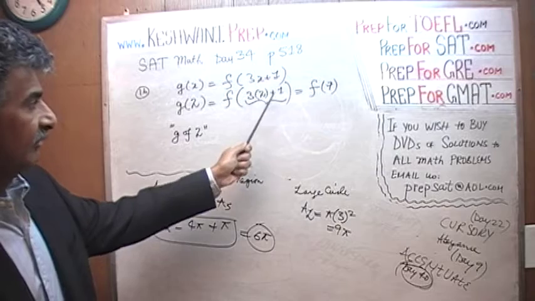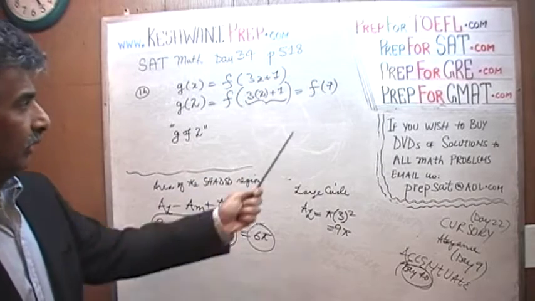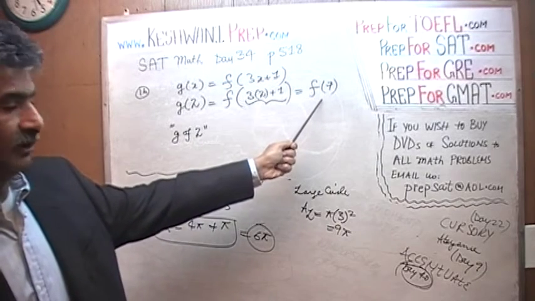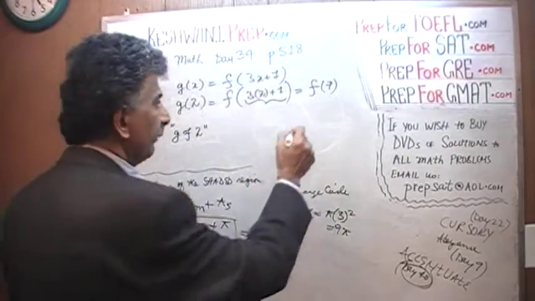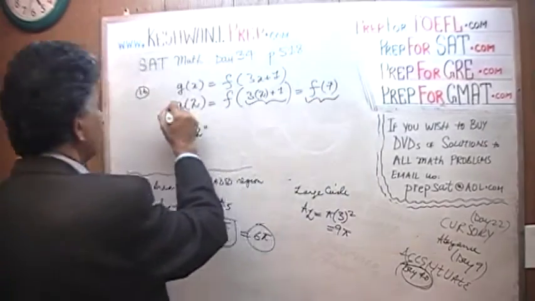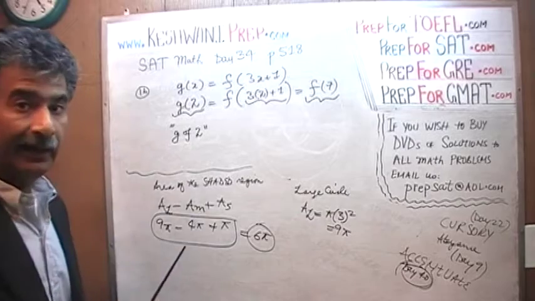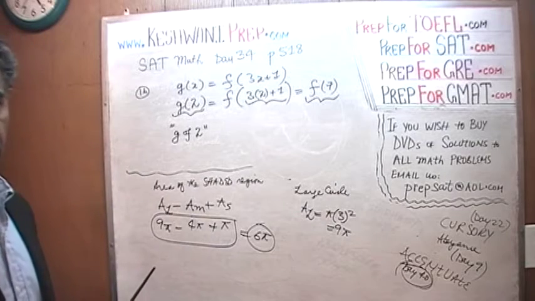3 times 2 is 6, 6 plus 1 is 7. That's it. All we have to figure out is the value of the function f when x equals 7, and that's the same value as the value of the function g when x equals 2. And that's the part we have to understand.